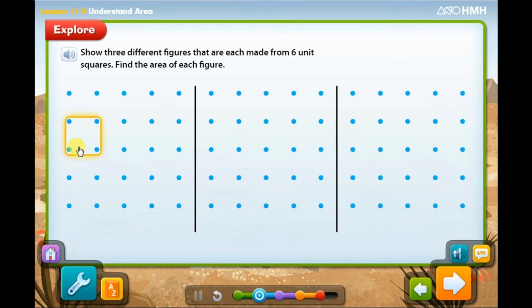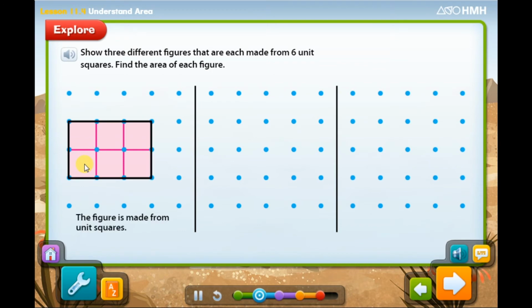The first shape here has 6 unit squares: 1, 2, 3, 4, 5, 6. How many unit squares make up the figure? The figure is made from 6 unit squares. What is the area of the figure? Of course, 6, because it consists of 6 square units. The area of the figure is 6 square units.